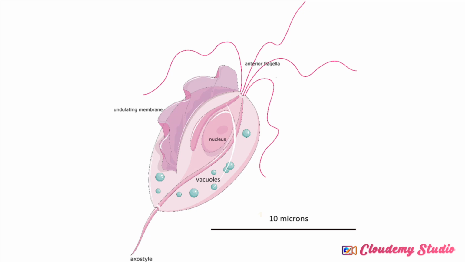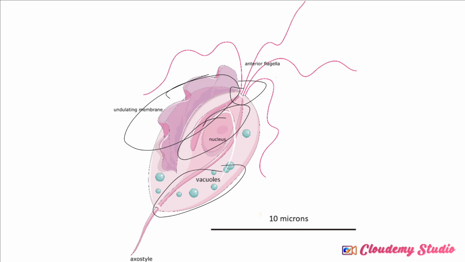Look at it. Can you see? We have the anterior flagella. We have the undulating membrane. We have the nucleus, which is elongated, and we have the vacuoles. This is 10 microns. So this is an axostyle. Can you see? It runs down the body, and they use it for attachment. You understand? So we can move from there to the disease that they actually cause.